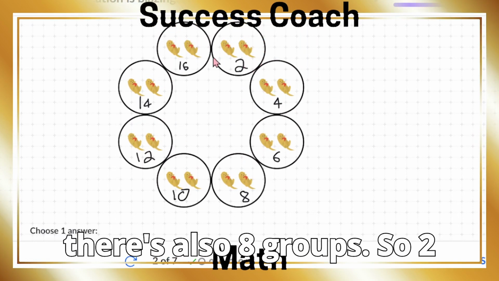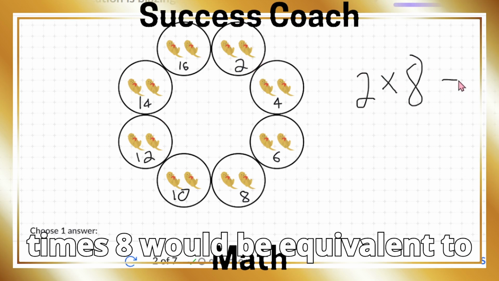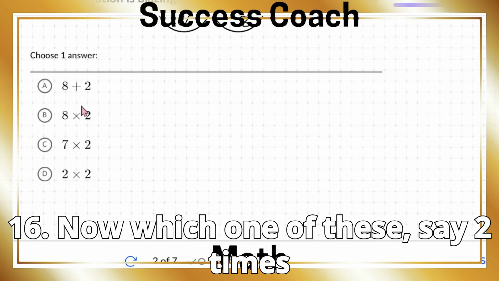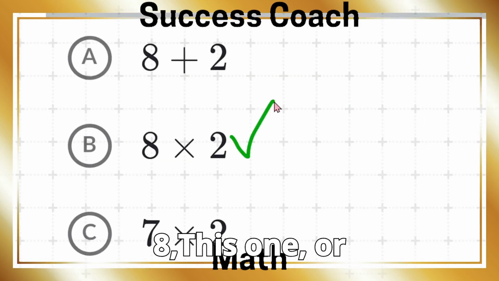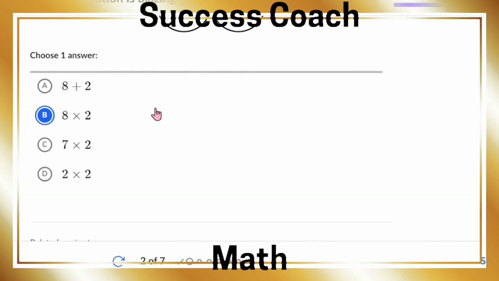But we know that there's also 8 groups. So 2 times 8 would be equivalent to 16. Now which one of these says 2 times 8? This one, or 8 times 2. That still works.